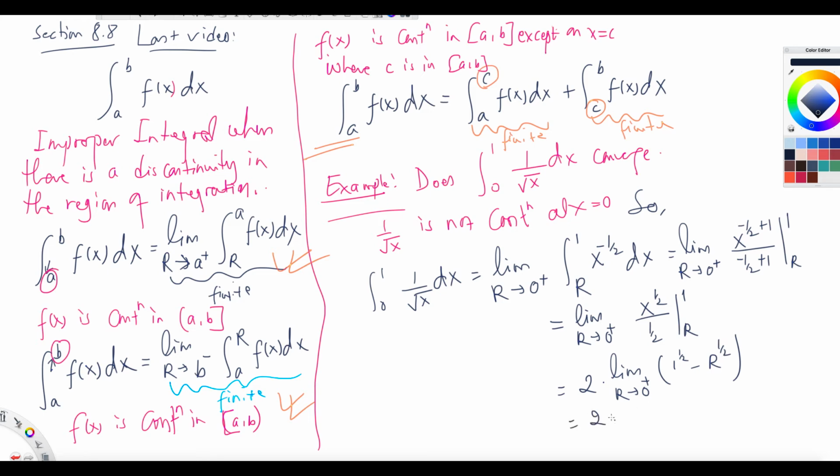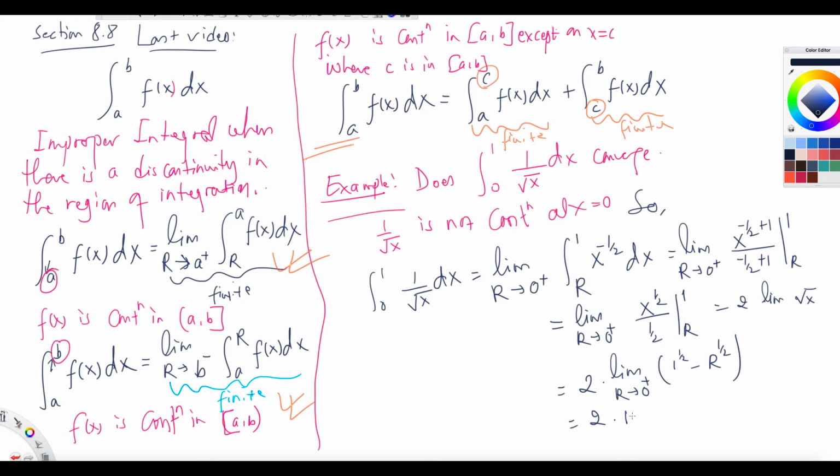Now 2 times, if you plug in 0 for r, you get 0 to the 1/2. That is root 0, right? Because this is like 2 times the limit of root x. So x to the 1/2 at 1 is root 1, that is 1, and minus, as r tends to 0, where does that go? That will be 0, right? So that will be 1.